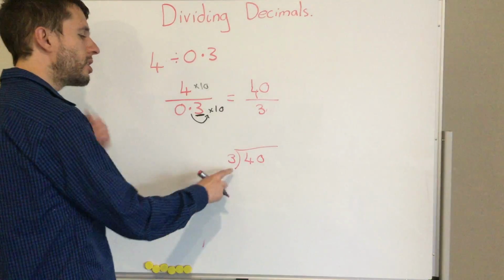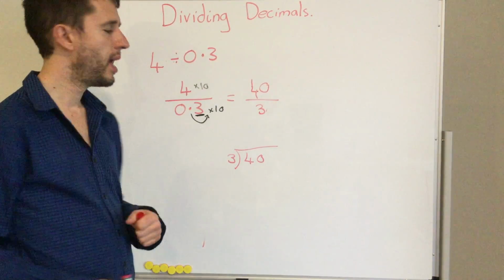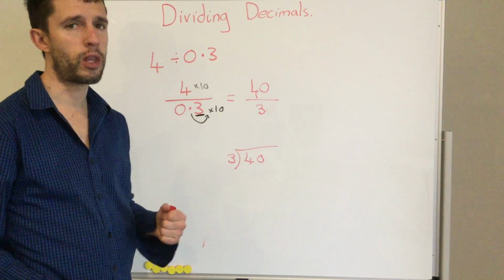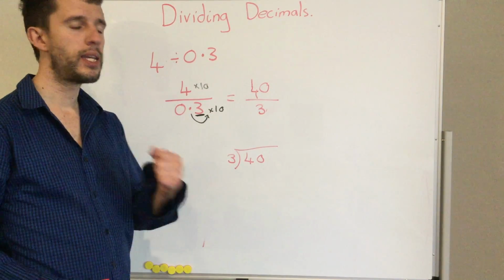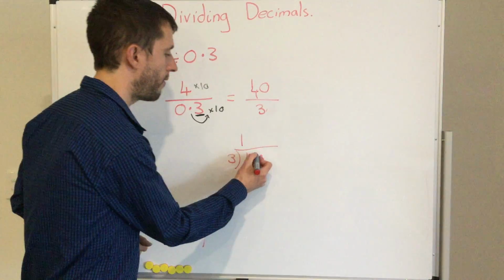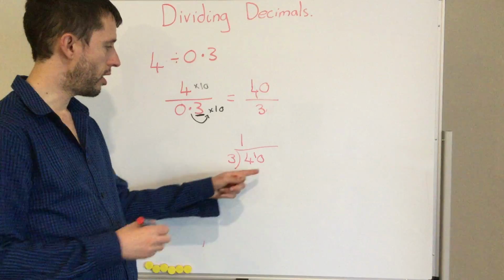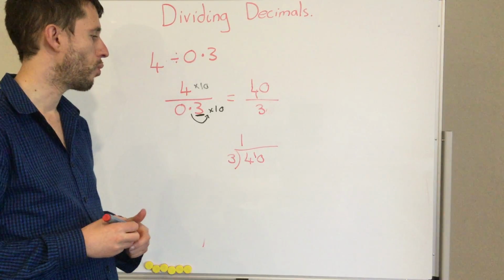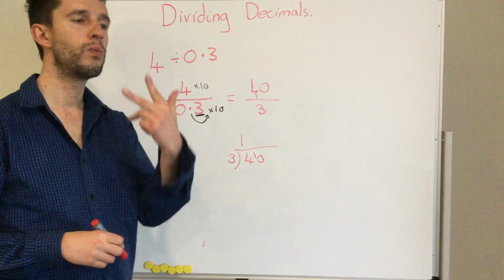I've got 40 lollies and I'm sharing with 3 people. I start with the biggest place value. I've got 4 and I'm sharing with 3 people. Can I do it? Yes, each person will get 1. I've got 1 left over and it turns into a 10. Now I've got 10 and I'm sharing with 3 people. Can I do it? Yes, each person will get 3.